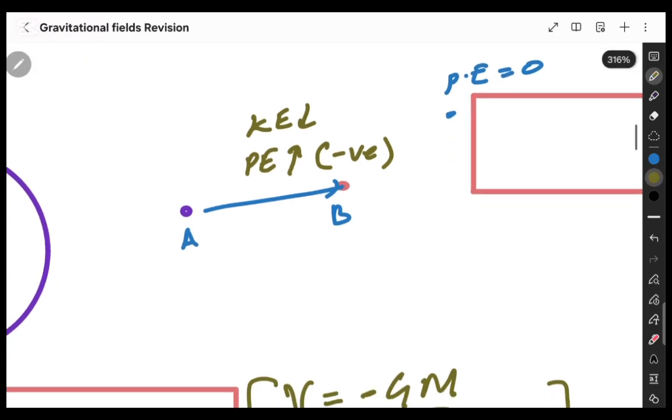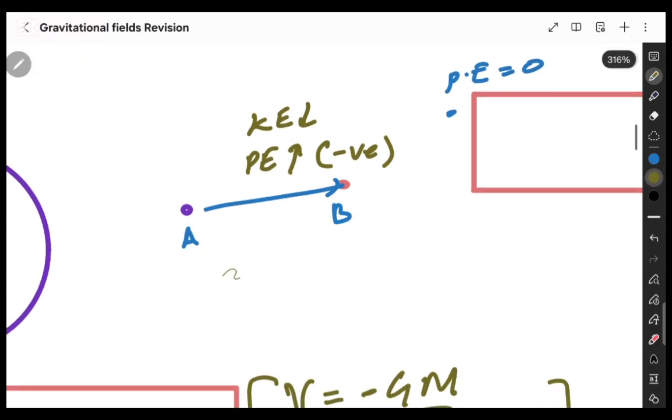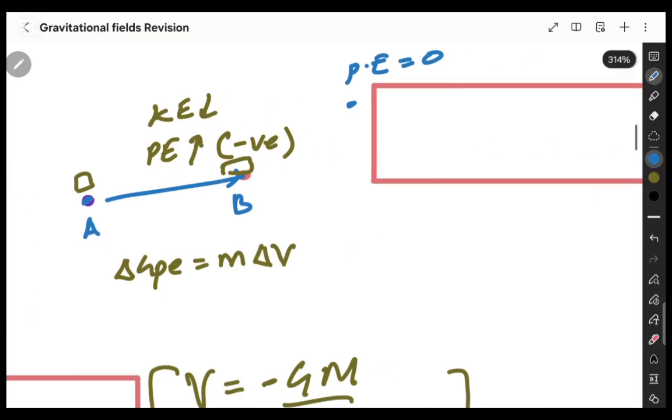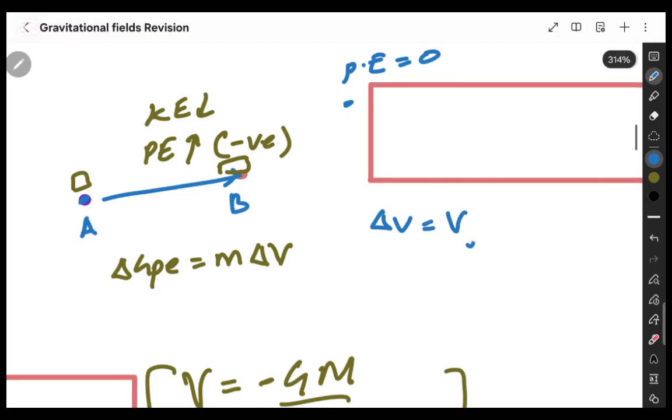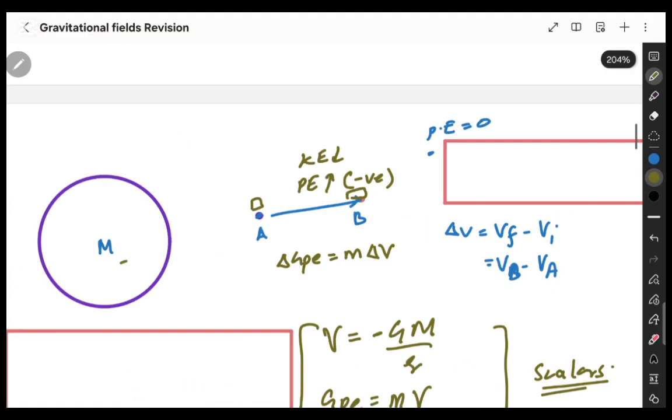So we're going from A to B, and I want to find the change in GPE going from A to B. That's going to be m, the mass that I'm moving from A to B in the field, times the change in V. So let's find the change in V. Change in V is the final potential minus the initial potential. So that is the potential at B minus the potential at A. Let's say this is distance R2 and this is distance R1.